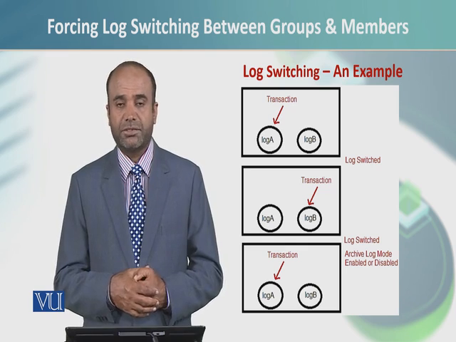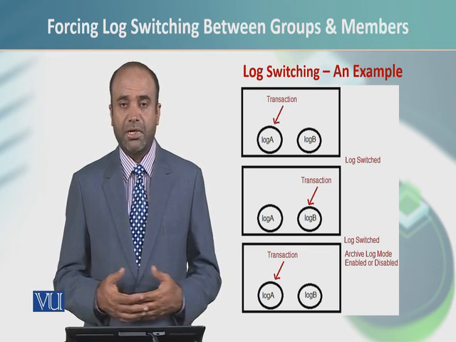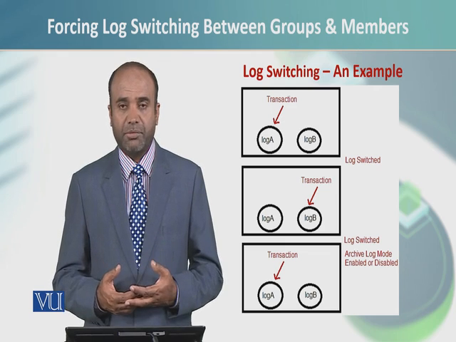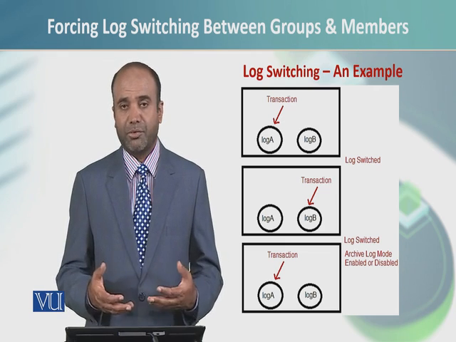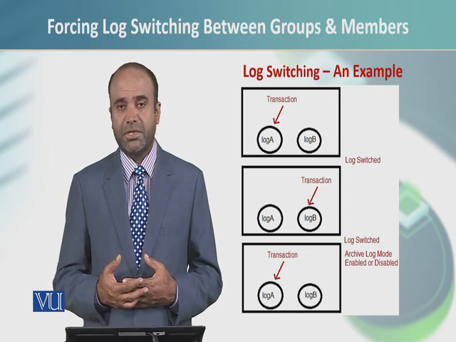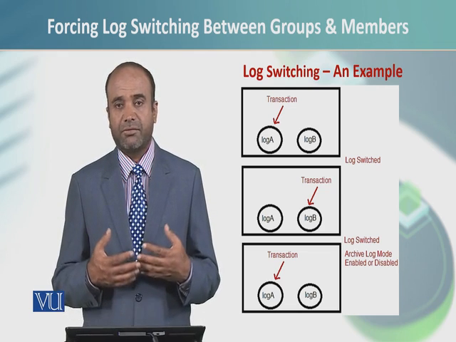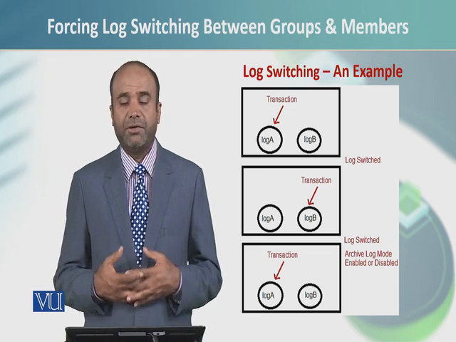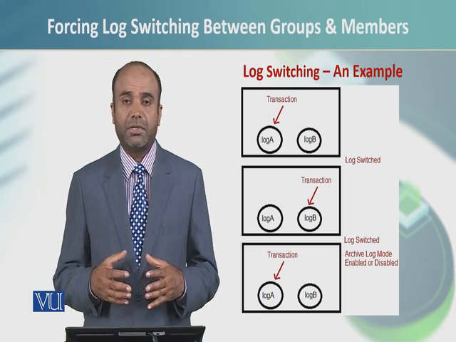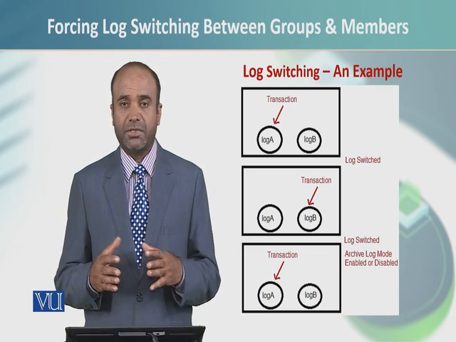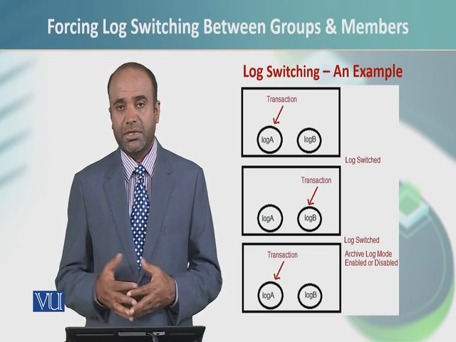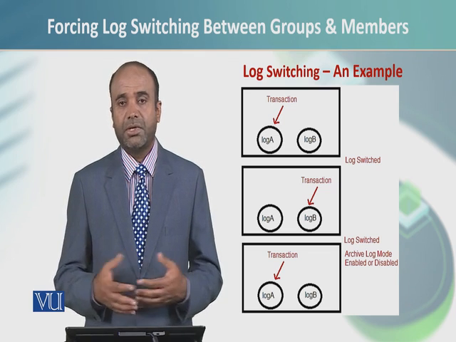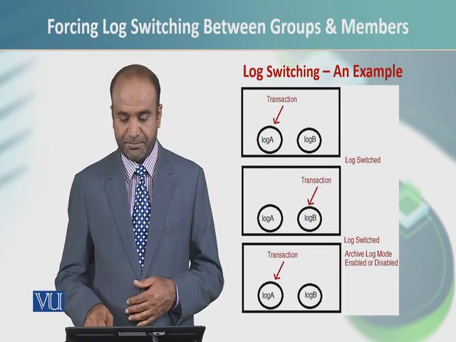In that case, log A will start again, and when A is filled up, log B will start filling, depending upon the archival mode of the database. Overwriting means that if the database is not in archive mode, it will overwrite the data. If it is in archive mode, then the archival file will be created in a separate place, and it will then start automatically overwriting the data.